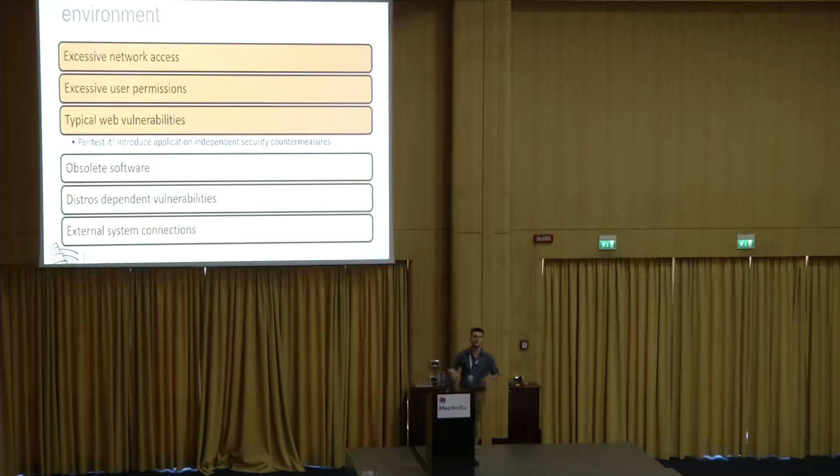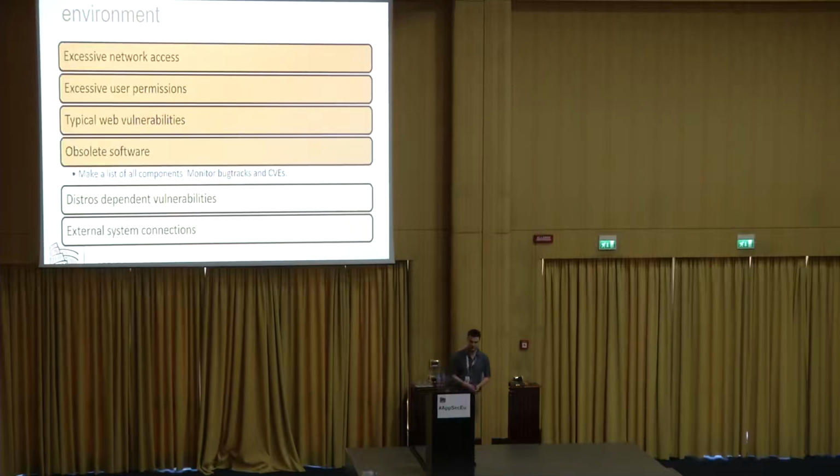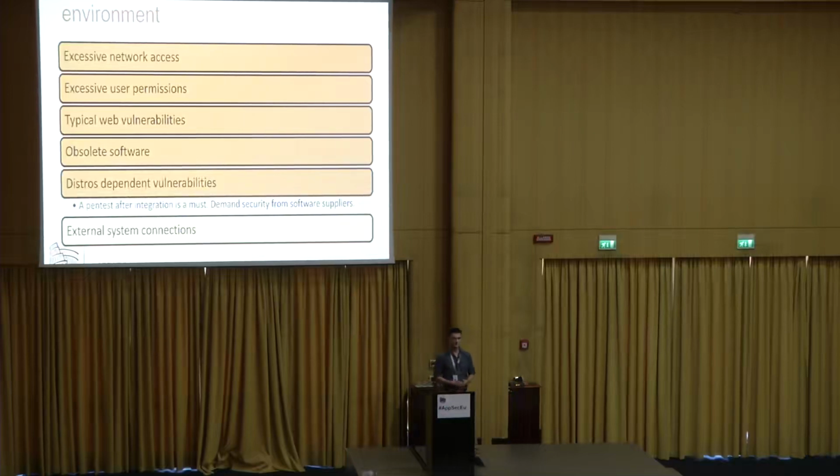For typical web vulnerabilities in the web interfaces, there is no other option than to pen test them. We know how to do it, and you can always introduce some application-independent countermeasures, but that's a typical web assessment. For obsolete software, make a list of all components. There is an OWASP tool for gathering all software versions and keeping track of the CVEs connected to them. Then there are distribution-dependent vulnerabilities. So apart from pen testing Hadoop itself, after the deployment there should be a second pen test of simple network access, or of access to other interfaces or external interfaces which were connected after the last sprint of deployment. And of course, demand security from the vendors, because if the integrator does the work for you, he should provide proper security, right?